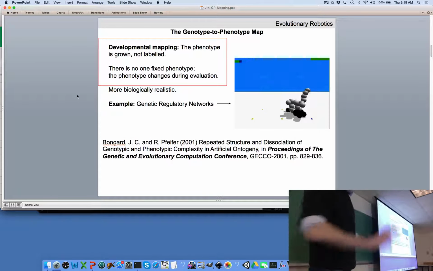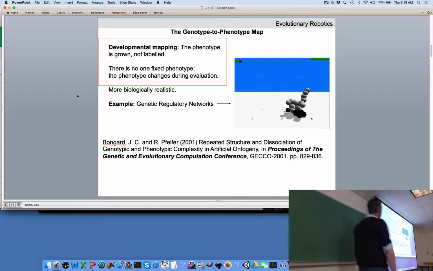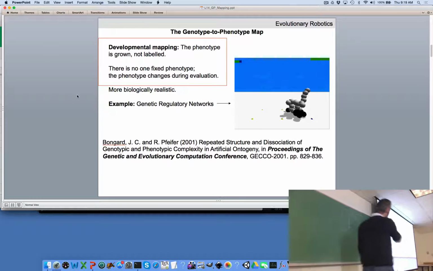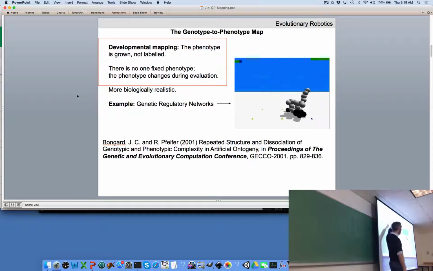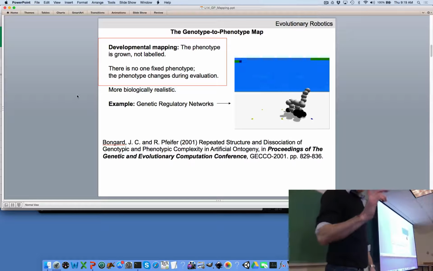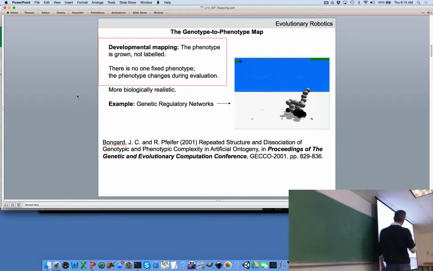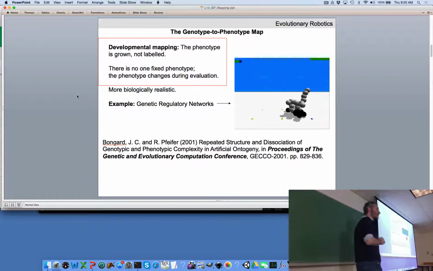Okay, so that's just to kind of motivate this idea. Now the reading for today is again one of my older research papers, where I introduced a particular kind of genotype to phenotype map, which is based on development, and we'll come back to that in a moment. This particular genotype to phenotype map is based on a genetic regulatory network.